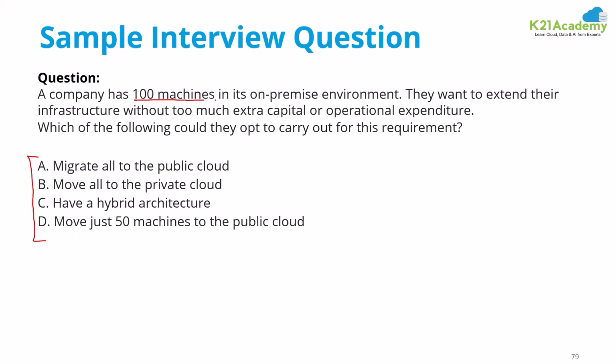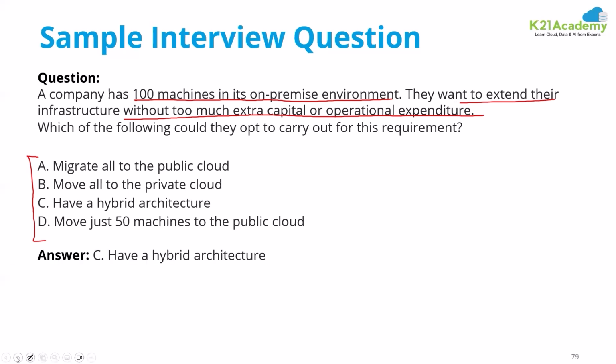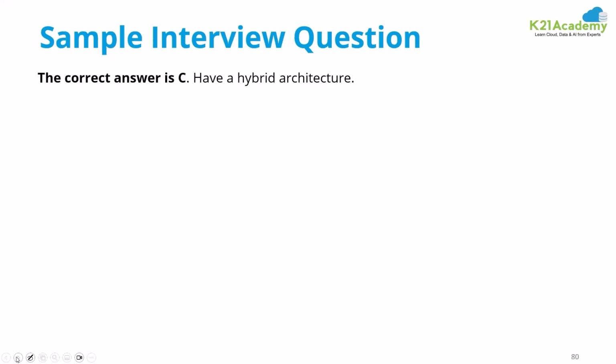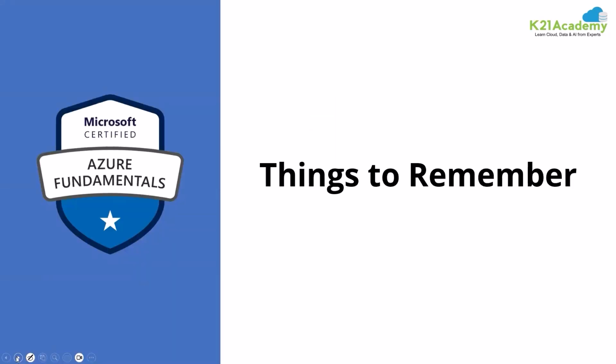Company has 100 virtual machines in its on-premises environment. They want to extend their infrastructure without too much extra capital and operational expenditure. Very good. Let's see. Absolutely right. It's a hybrid cloud architecture that we are looking out for. So we are done with the question and answer.